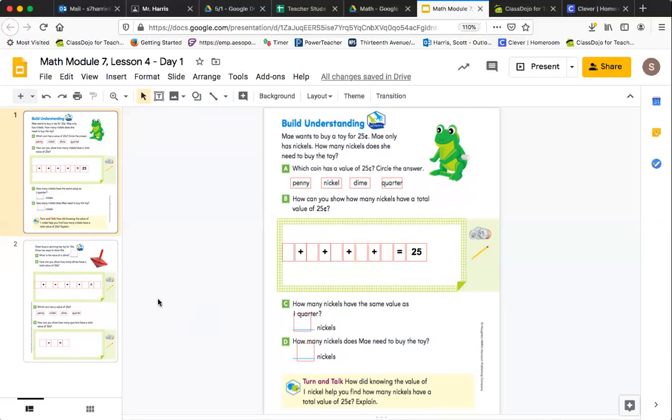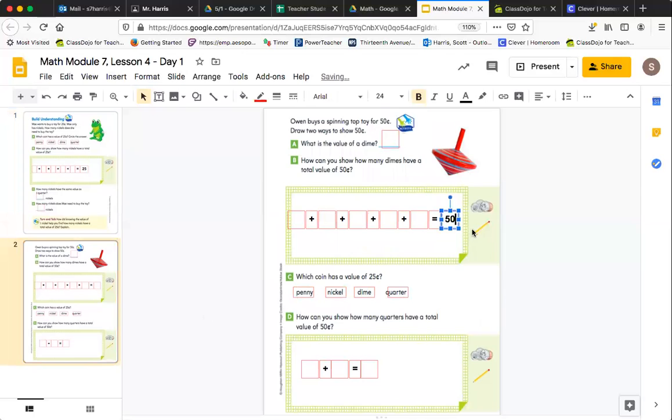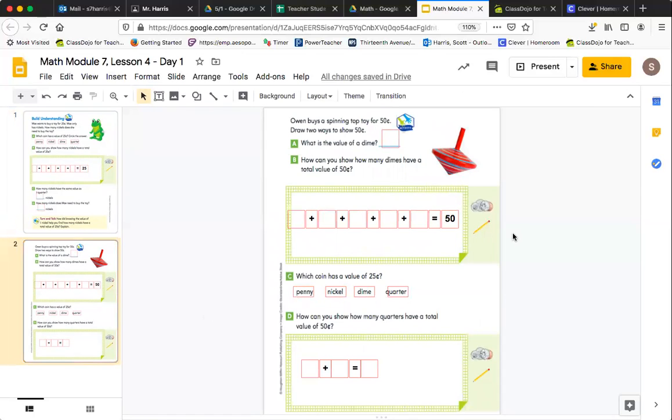Now let's move on to our next page. We're going to do that same skill. We have a new question. Owen buys a spinning top for 50 cents. Draw 2 ways to show 50 cents. So we're adding up to 50 this time. So make sure you put in that total there so you remember. And then answer these questions, because we want to know how many different ways, draw 2 different ways to find out for 50 cents.